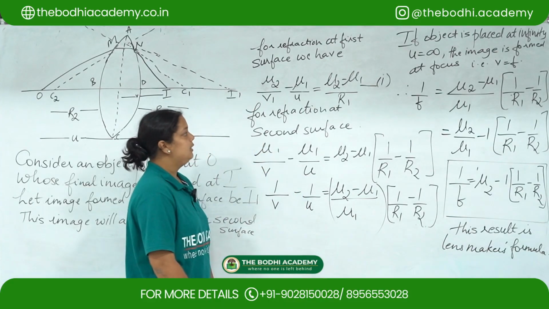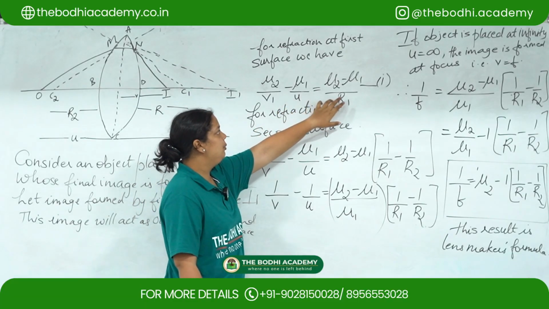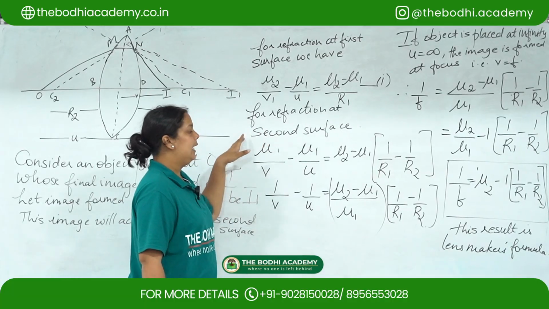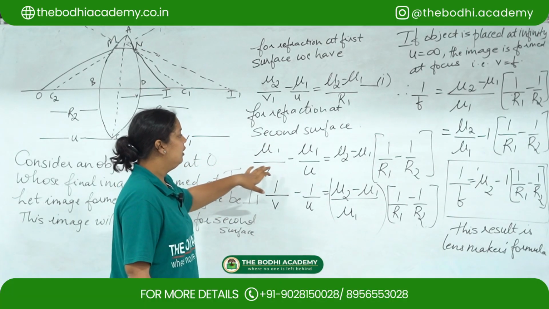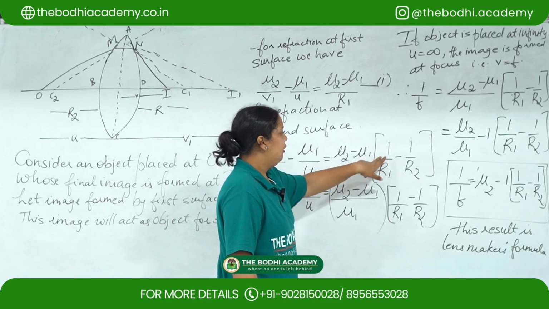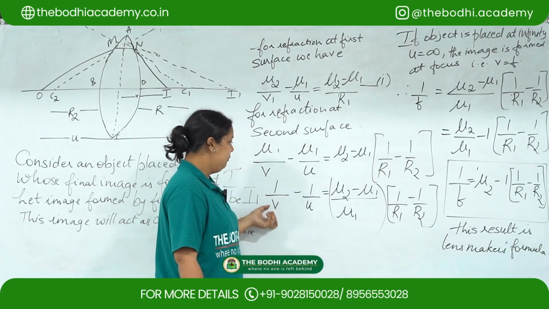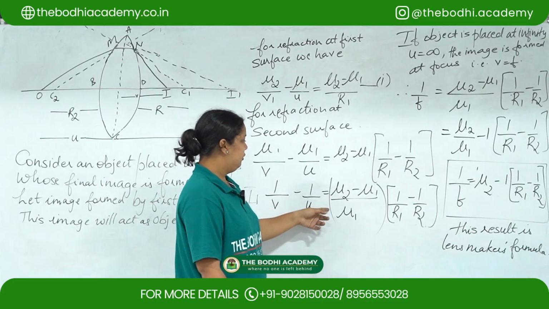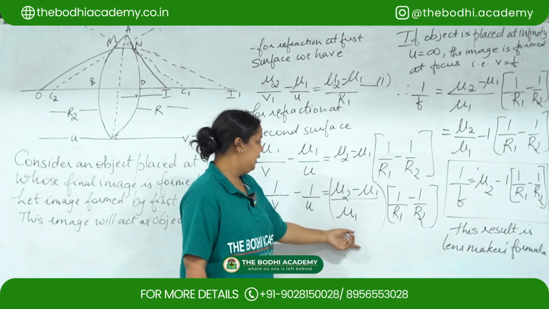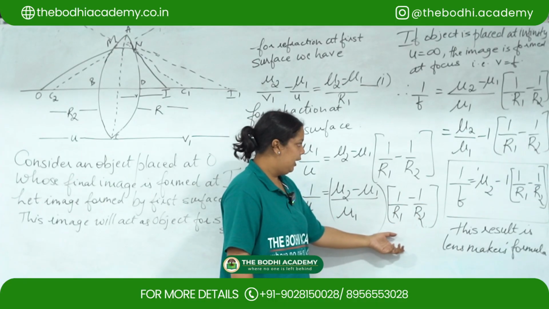For refraction at the first surface, we have mu2 upon v1 minus mu1 upon u is equal to (mu2 minus mu1) upon R1. So that is the first statement. For refraction at the second surface, we have mu1 upon v minus mu2 upon v1 is equal to (mu1 minus mu2) upon R2. Adding the two, 1 by v minus 1 by u is equal to (mu2 minus mu1), taking mu1 common and taking it to the other side, upon mu1, times (1 upon R1 minus 1 upon R2).